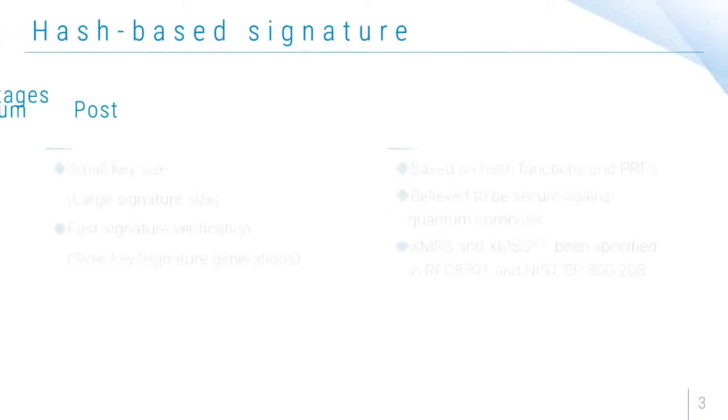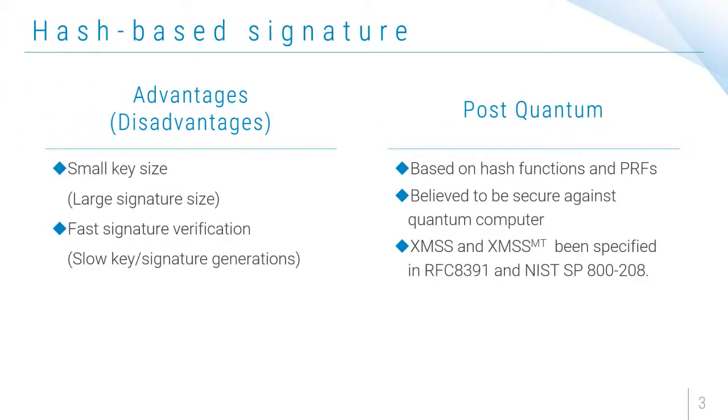First, I will show the background of my study. Hash-based signature schemes use only hash functions or block ciphers, and the schemes have these advantages and disadvantages. But the most important property is that they are post-quantum signatures. The security of the schemes is based on the security of hash functions or pseudorandom functions, and such cryptographic functions are believed to be secure against large-scale quantum computers in the future.